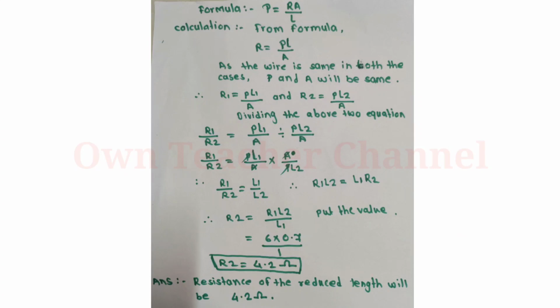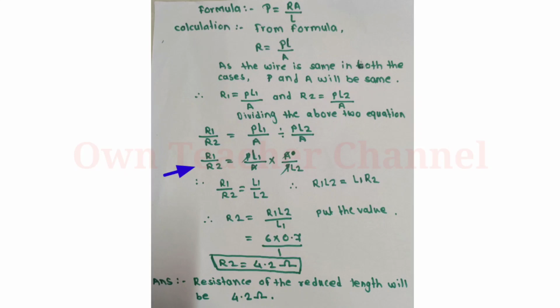As we know, R means resistance, L means length of wire and A means area of cross section of wire. So, resistivity of the wire is equal to R into A upon L. From formula, resistance is equal to resistivity of the wire into L upon A. As the wire is same in both the cases, therefore R1 is equal to resistivity into L1 upon A, and R2 is equal to resistivity into L2 upon A. Dividing above two equations, R1 upon R2 is equal to resistivity into L1 upon A divided by resistivity into L2 upon A.